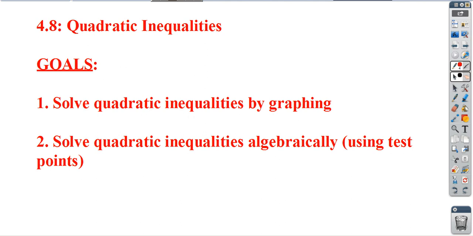Alright, so section 4.8 is on graphing, not quadratic equations this time, but graphing quadratic inequalities. Inequalities means we're going to have greater than or less than symbols. And we want to do two things: learn how to solve these graphing and learn how to solve these algebraically, so using actual techniques like factoring.